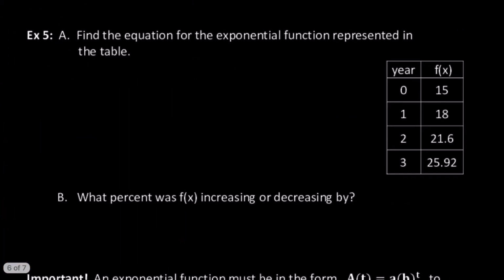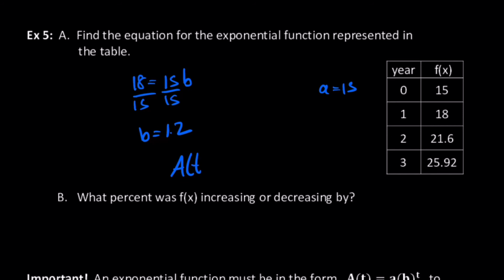All right, let's continue. Here's another one. Find the equation for the exponential function represented in the table below. So again, we talked about this. A is 15. We'll use this as our x. That is our y. So I have 18 equals 15 times b, which I don't know, to the first. So simply just divide both of these by 15. I left that as a decimal. So b equals 1.2. So here's your equation. A of t equals 15 times 1.2 to the t.